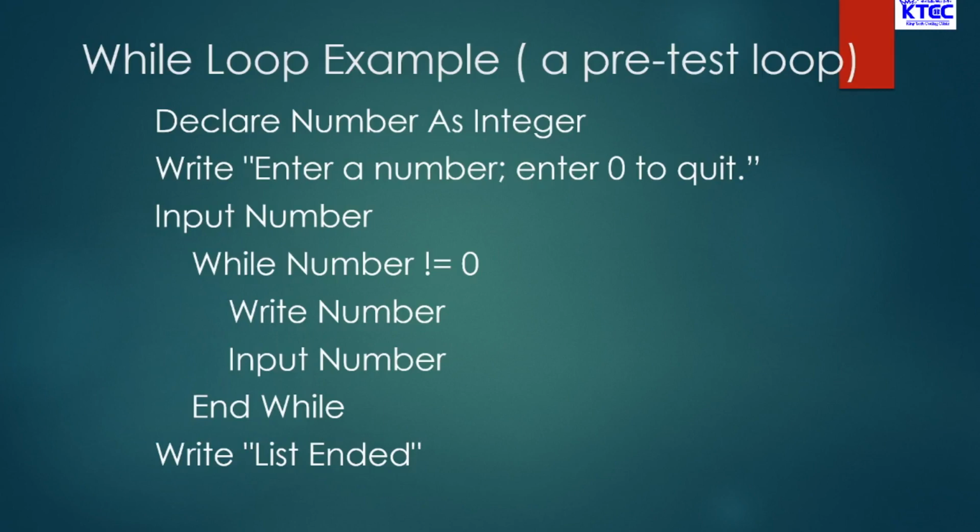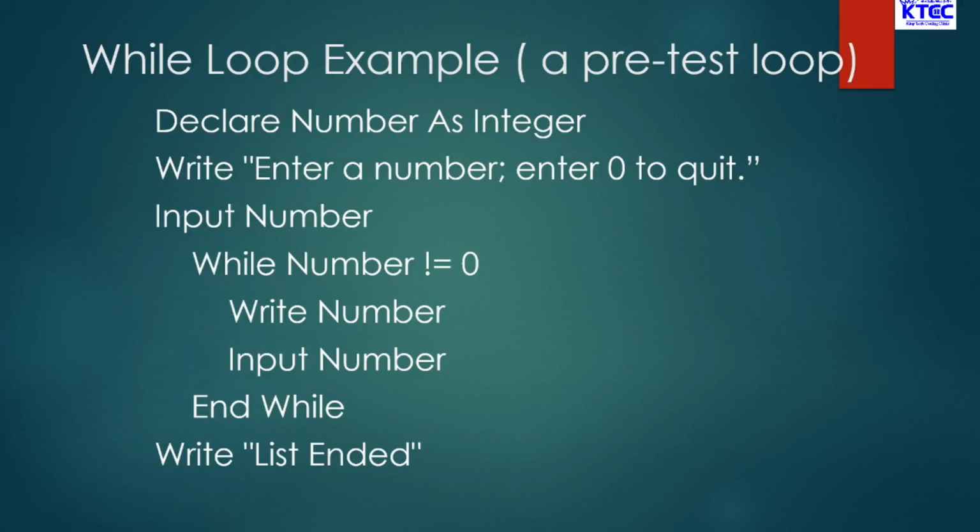So this is a while loop example. This is another typical example of while loop, and that is also known as the pretest loop. It tests before it displays or does whatever. So, enter a number and then enter 0 to quit. This program is a simple program where you have to be entering a series of numbers. But if you want to quit the program, the moment you enter 0, it quits the program. So that is that.